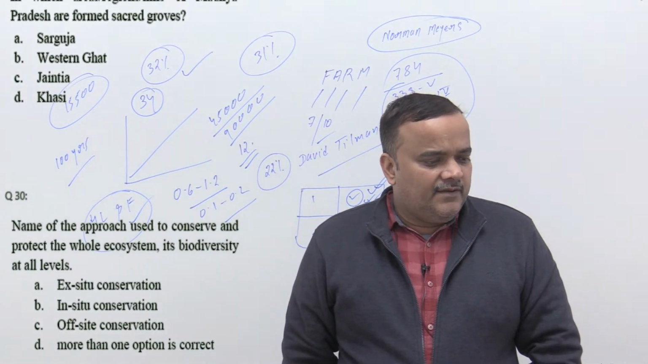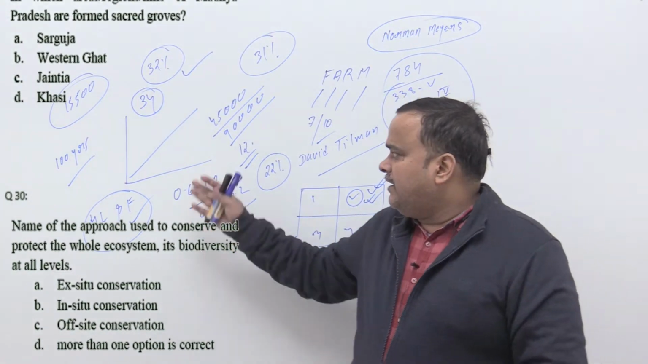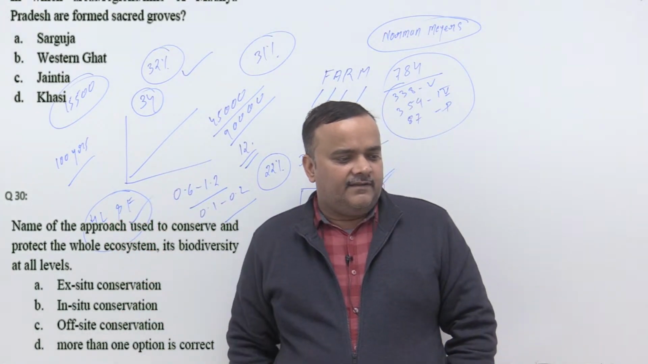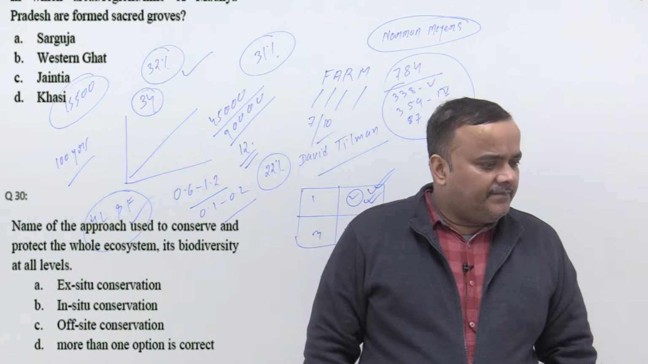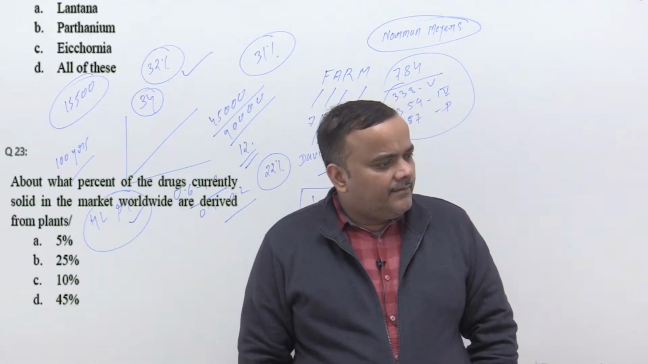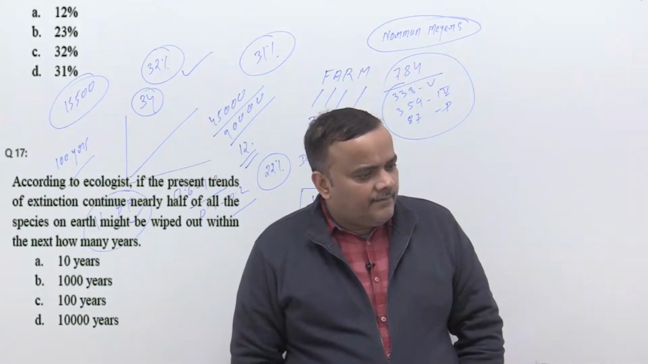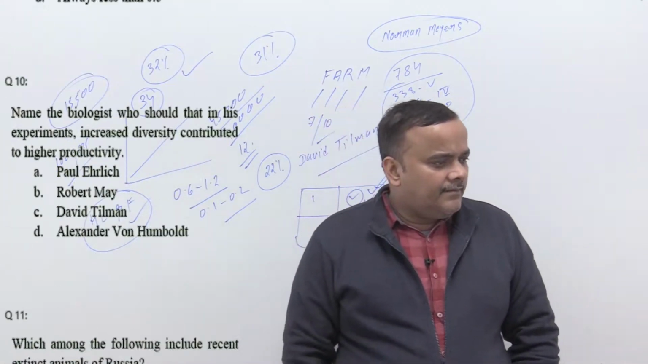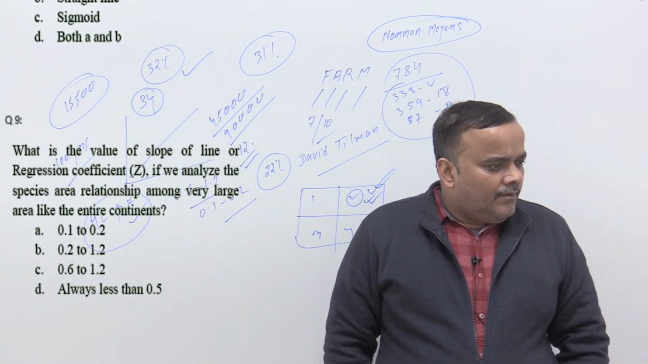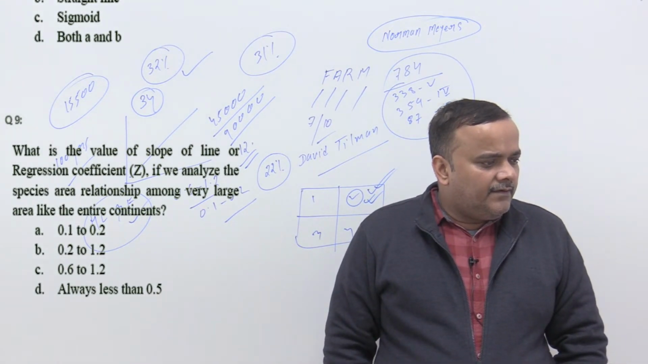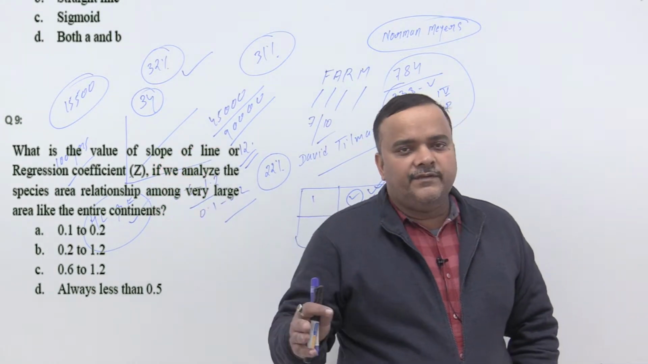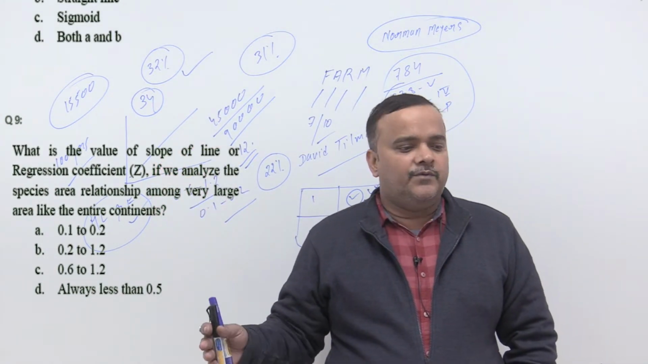Okay, next question. This straight line is the regression line. Question number 9. What is the value of the slope of the line or regression coefficient Z? This value is fixed, that is something between 0.6 to 1.2.